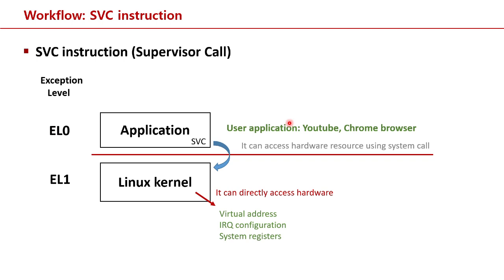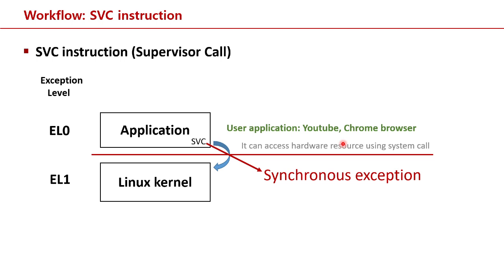But a user application running at exception level 0 has a limited privilege level in Armv8 architecture. So what is privilege level in Armv8 architecture? Access to the memory space or the ability to configure specific registers is considered the privilege level. But sometimes the user application is in a situation where it needs to access the hardware resource directly. In this case, a system call should be invoked to request the service from the kernel space.